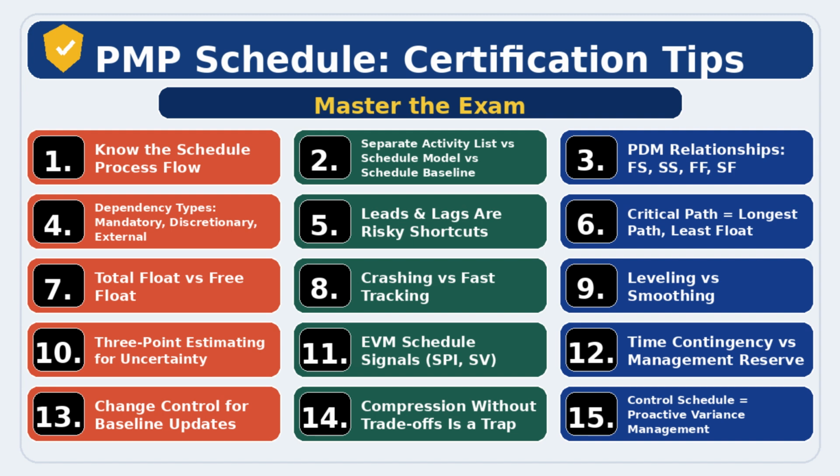Control schedule means proactive variance management. Control is not reporting, it is early correction. A scenario where trend shows slippage. What do you do here? You have to take corrective actions. You need to update the forecast and communicate appropriately.